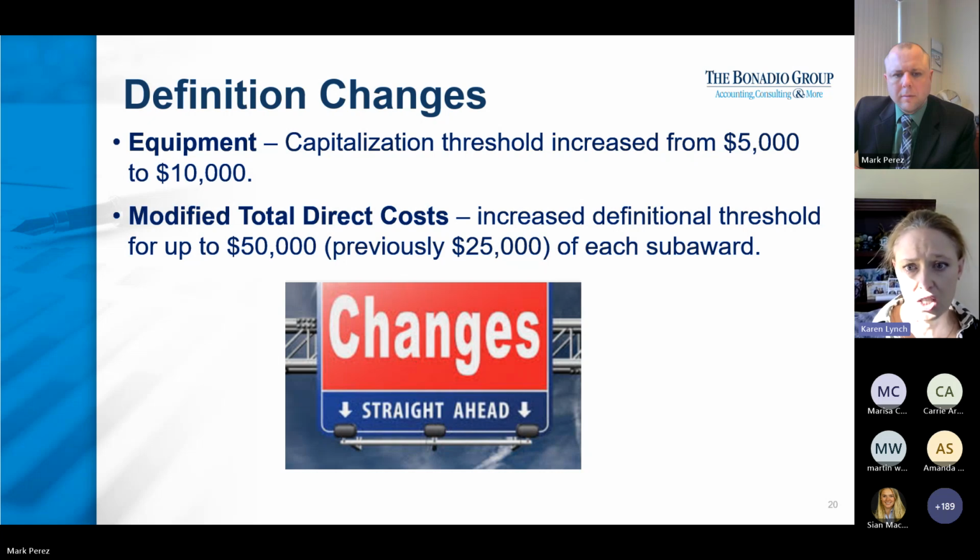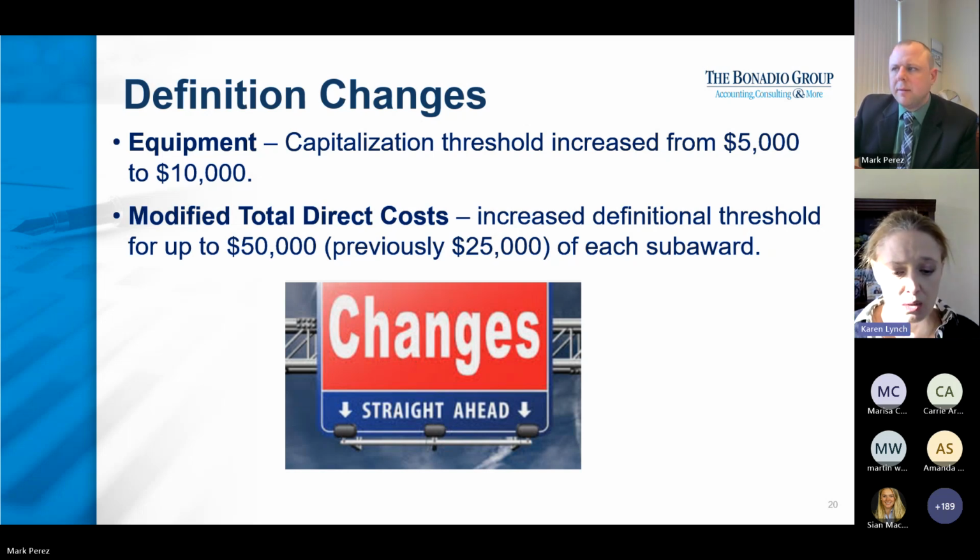And then modified total direct costs. These specifically referred to the amount that you could apply like that de minimis cost rate to. So modified total direct costs specifically are dealing with your salaries or wages, fringe, travel, materials, services, all of those things that are directly related to the grant and budgeted for. And then you would apply your indirect cost rate to the total of those. So initially you were capped at applying it at a $25,000 threshold. That threshold has now been increased up to $50,000. So some nice benefit there to gain some additional indirect cost reimbursement under the grant dollars.